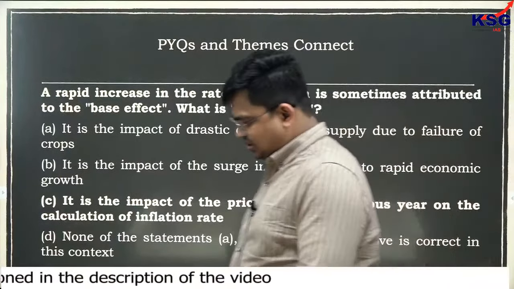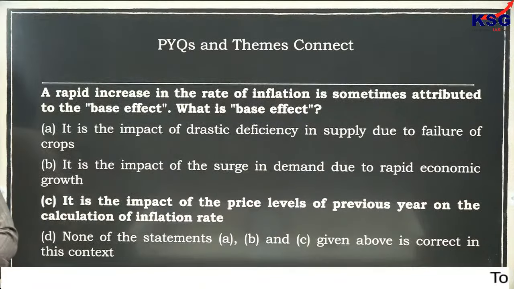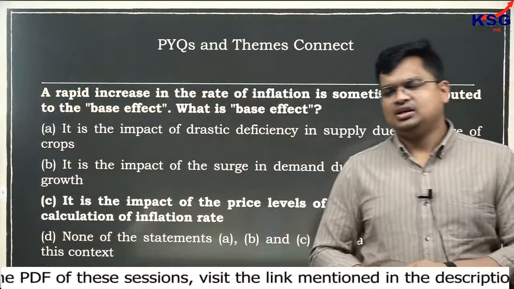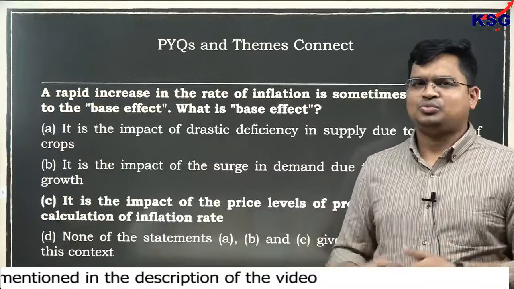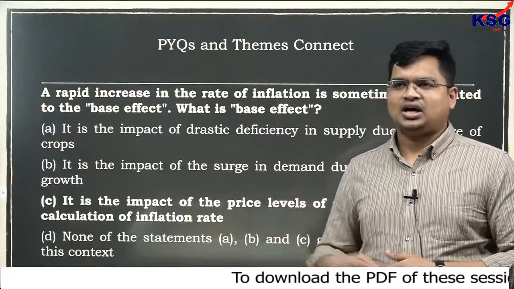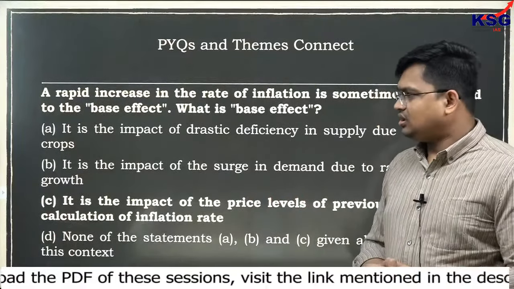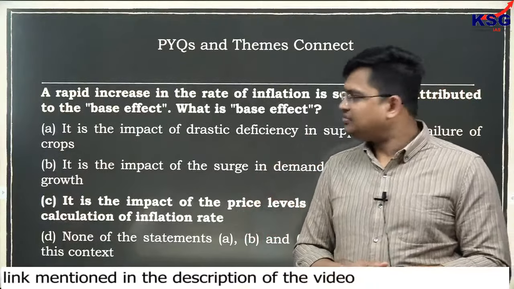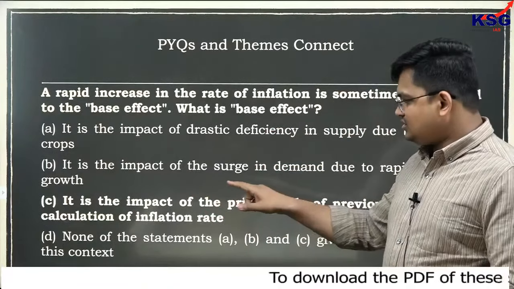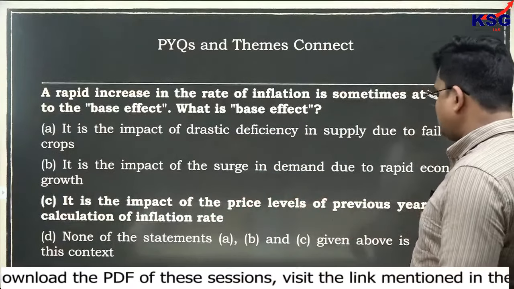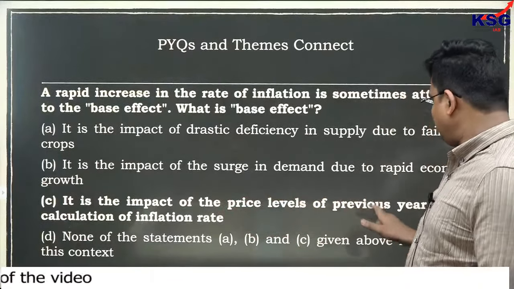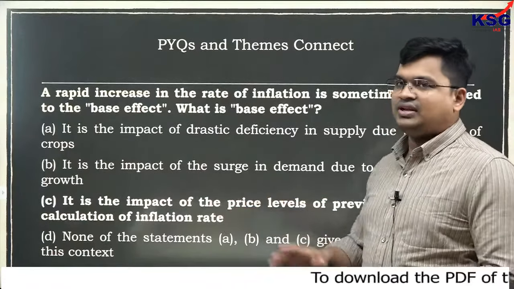This is something related to inflation. You must have seen in the newspaper, either it is related to inflation or GDP. Policymakers and experts say this year the inflation is on the higher side because of the base effect. So what exactly is the meaning of that base effect? If you see the options, the correct one is C: it is the impact of the price levels of the previous year on the calculation of inflation rate.